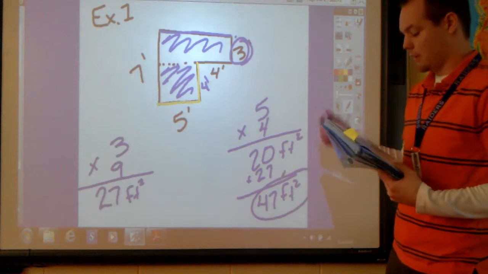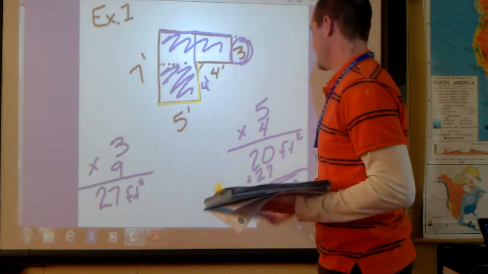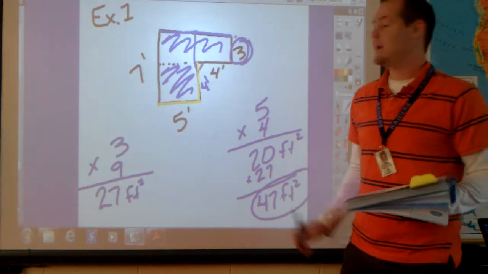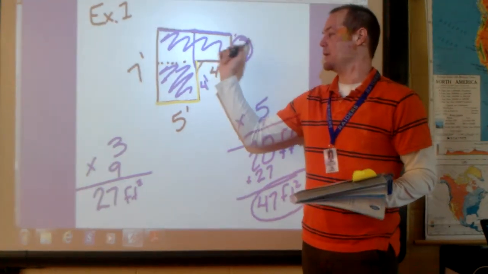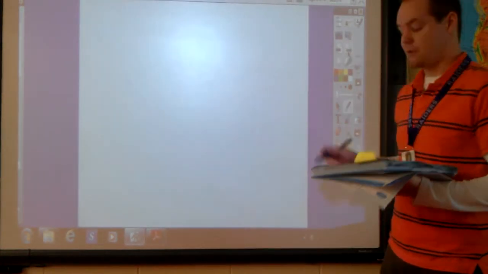Okay, and if you look in the book, they do it differently. They did it vertically, but they still got the same answer of 47 feet squared. It's okay. You can divide your rectangles however you want to, as long as you get the correct answer.